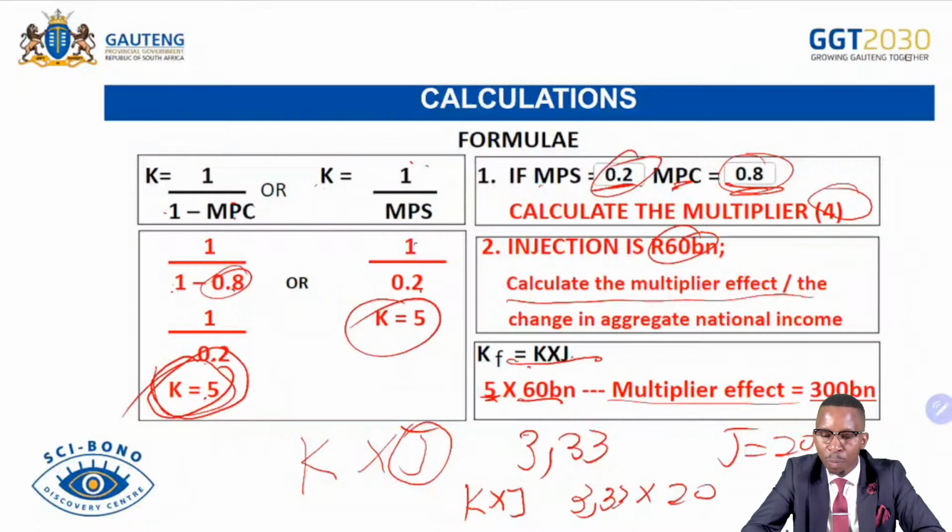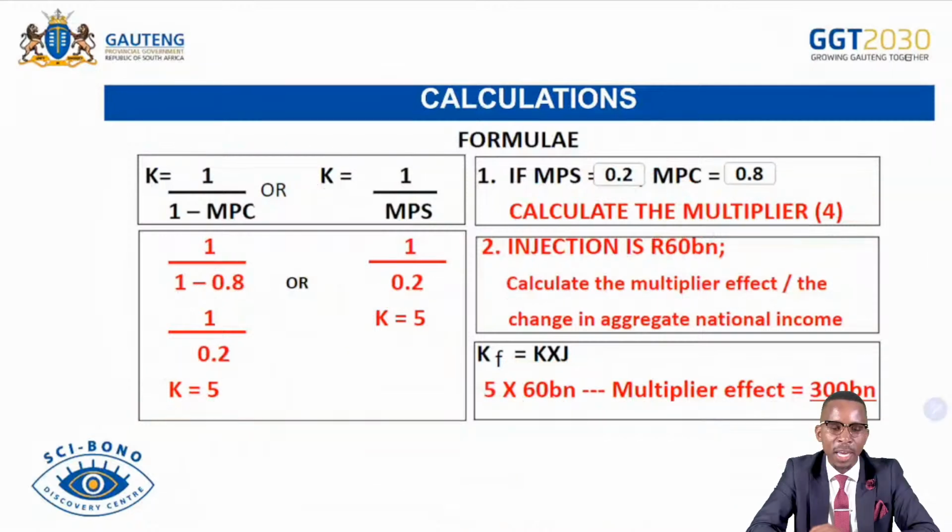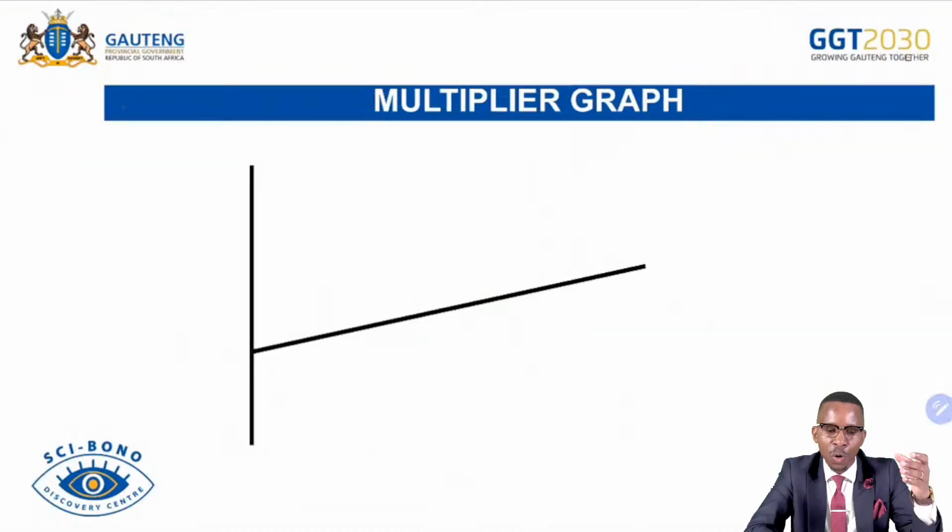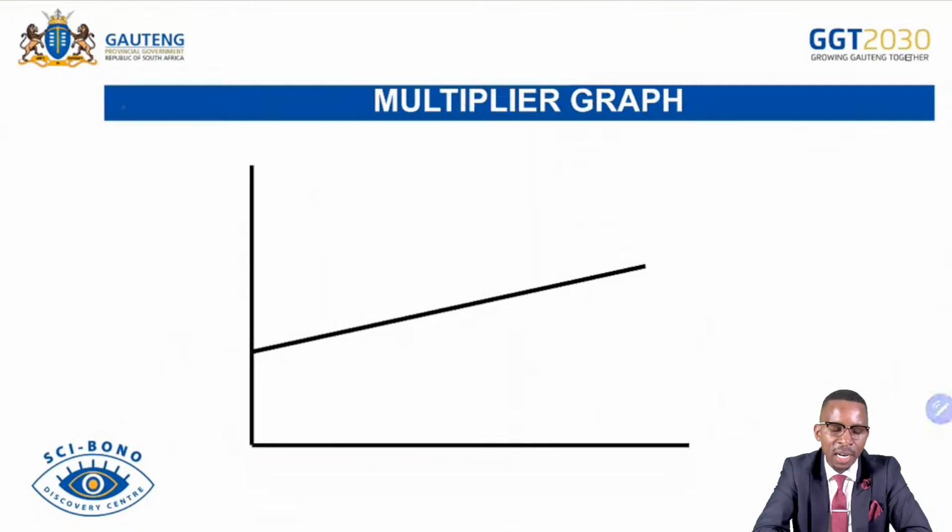You must practice calculation of the multiplier so that you will be on par. We won't have a problem obtaining these 4 marks or 8 marks. And then we have the multiplier diagram. After I've explained autonomous spending and induced spending, we have the multiplier graph here. Remember, we have the vertical axis having expenditure and the horizontal having the level of income.